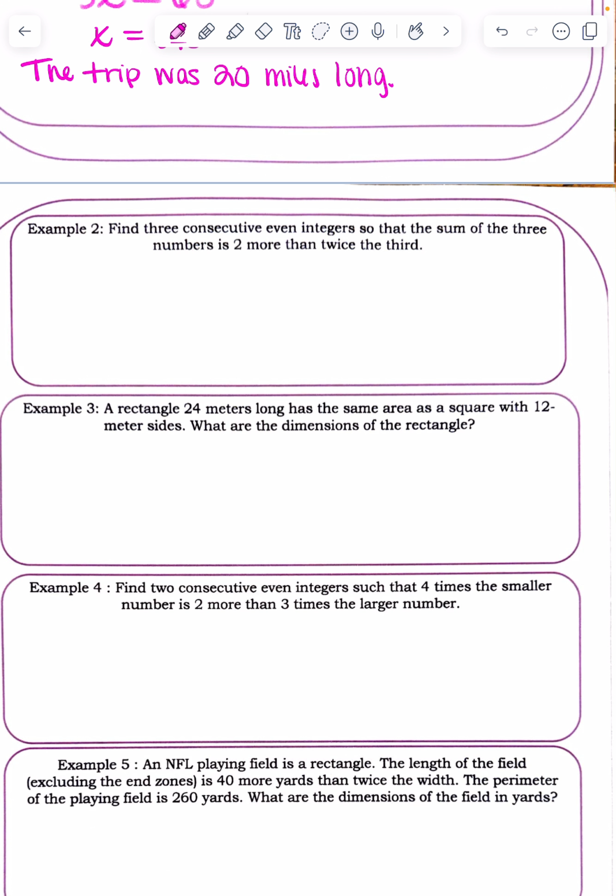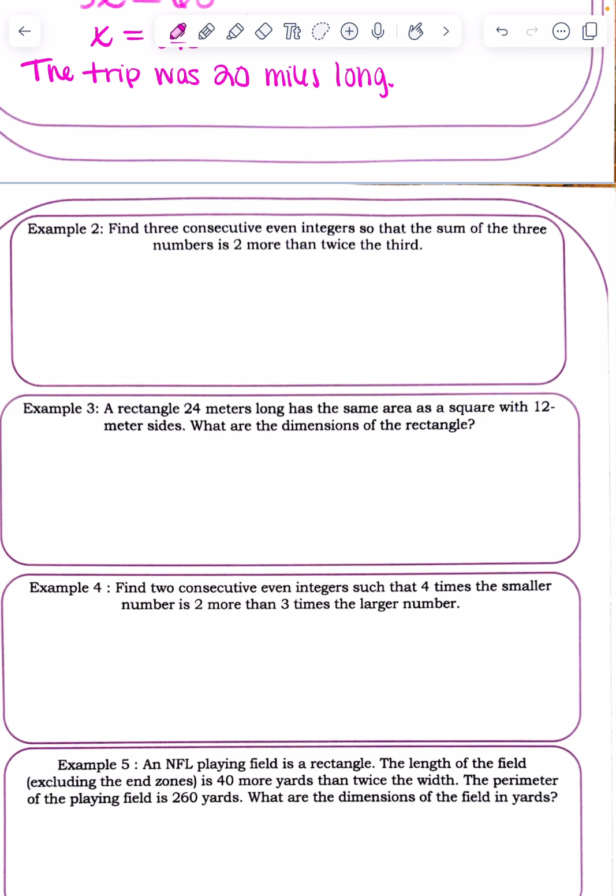Find 3 consecutive even integers so that the sum of the 3 numbers is 2 more than twice the third. So like I said, a little like, oh my gosh, but just start with the first 5 words. Find 3 consecutive even integers.